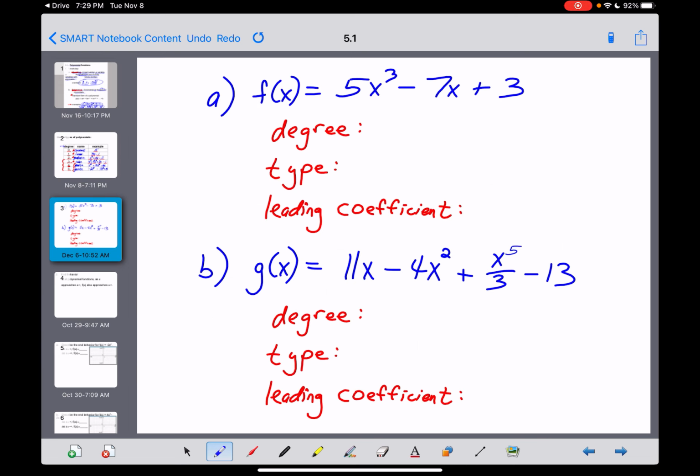Okay, so some of the first homework you're going to see in this chapter now is going to give you a polynomial function like this and ask you to do a couple of things with it.